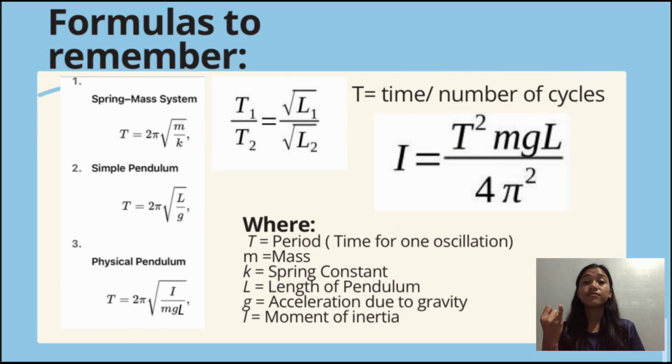Now, I will provide to you the formulas that we should always remember in order to solve the spring mass, simple pendulum, and physical pendulum. The formula of spring mass is T equals 2 pi times the square root of m over k, while the simple pendulum is T equals 2 pi times the square root of L over g. And lastly, the physical pendulum's formula is T equals 2 pi times the square root of I over mgl, where T is period, m is mass, k is spring constant, L is length of pendulum, g is acceleration due to gravity, and I is moment of inertia.